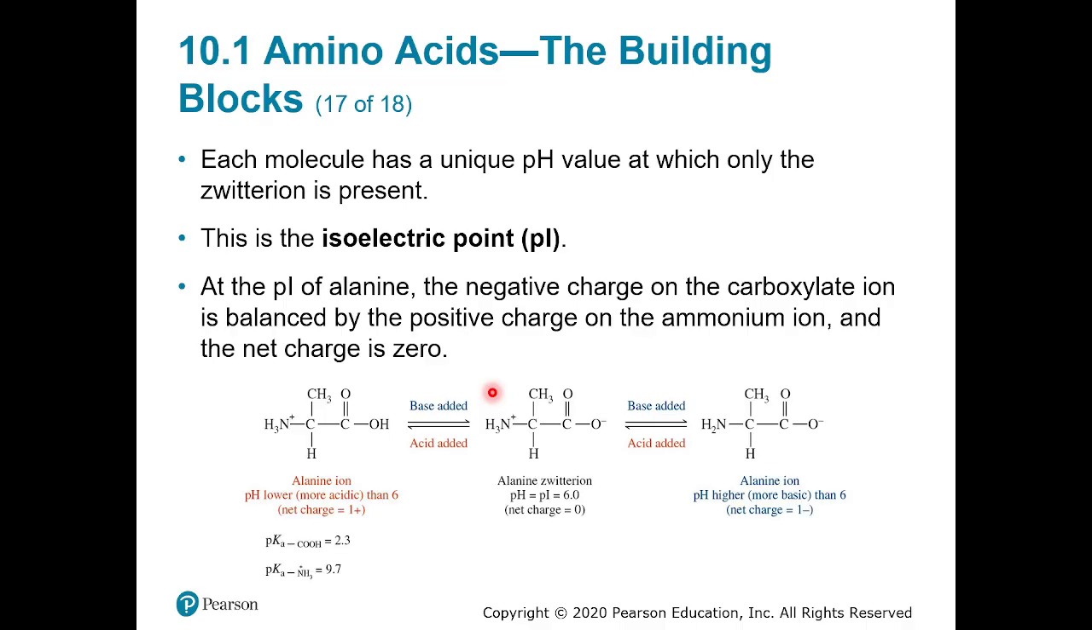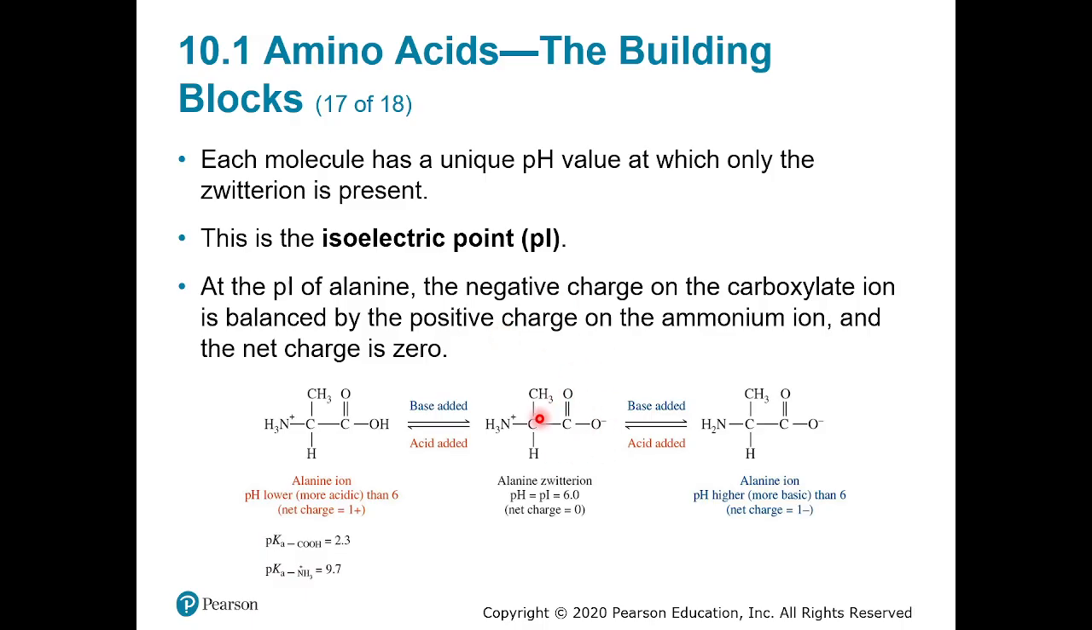Each molecule has a unique pH value at which only the zwitterion is present. This is actually called the isoelectric point, and it's denoted as P sub I. You'll recognize the P from the pH, and then I for the isoelectric. The pI of alanine: the negative charge on the carboxylate ion is going to be balanced by the positive charge in the ammonium ion. Your net charge is 0, and that's this right here.